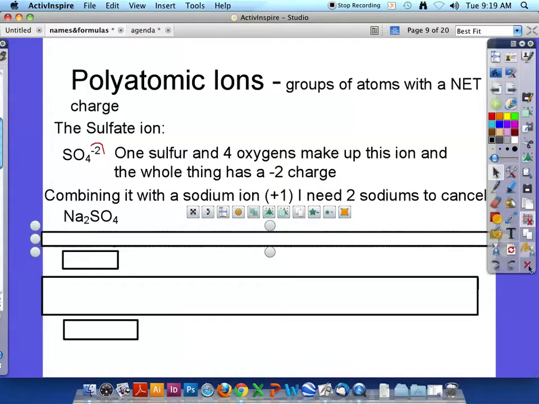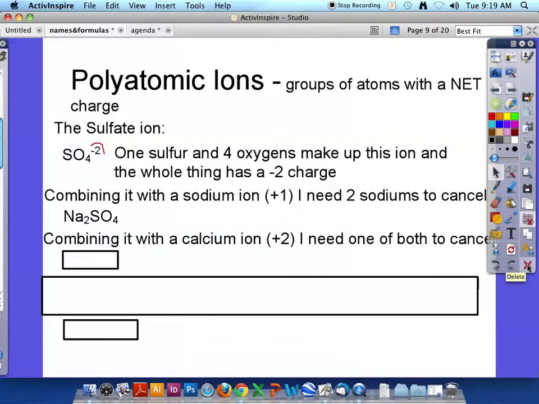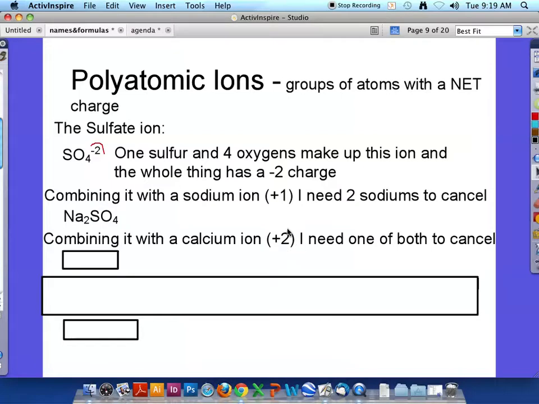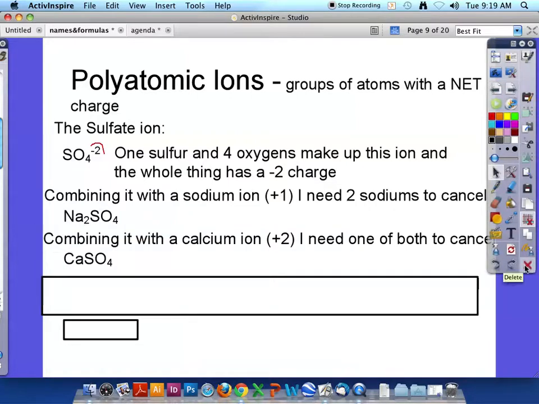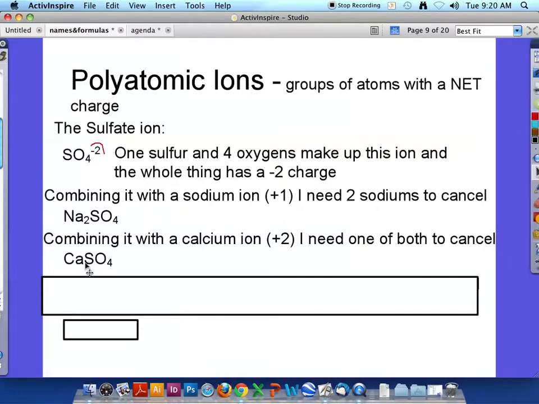In the next example, I'm going to combine sulfate with the calcium ion, and the calcium ion has a +2. So the calcium is +2, and the sulfate is a -2. So I need 1 calcium and 1 sulfate. That formula looks like this. CaSO4. The 1 for the calcium is understood, and the SO4, there's only 1 of them. Okay?